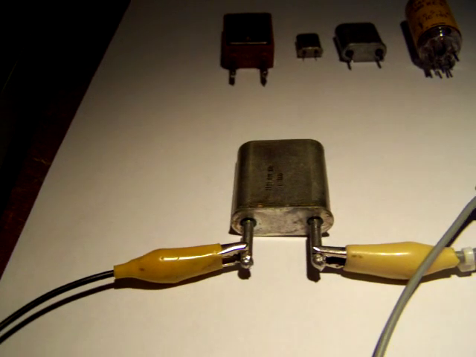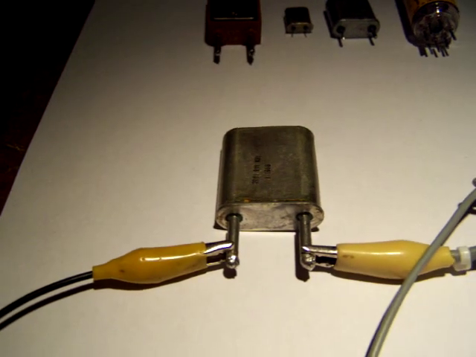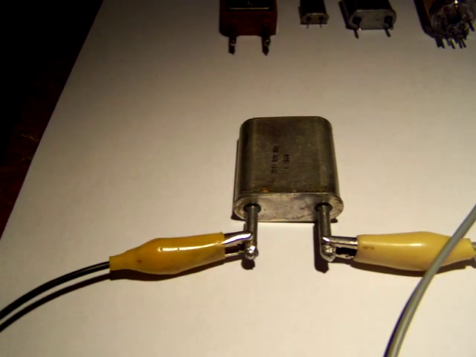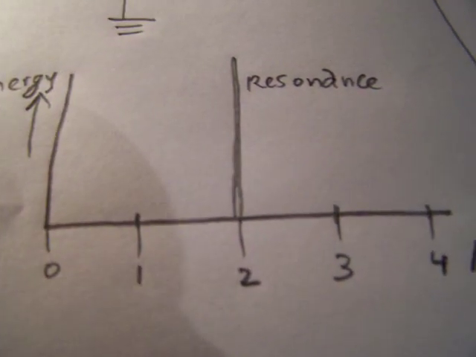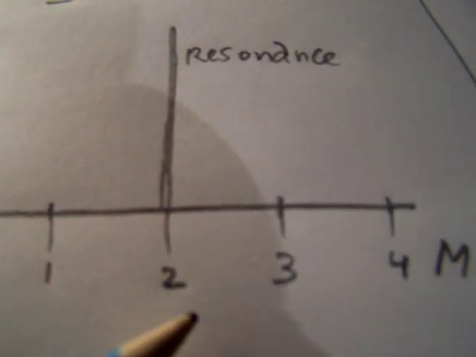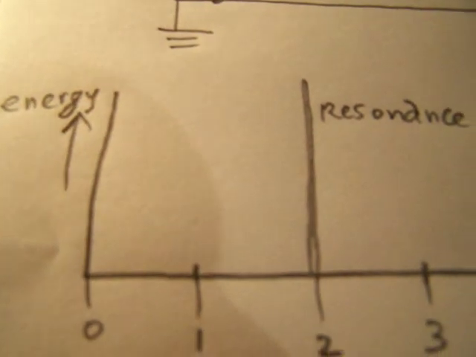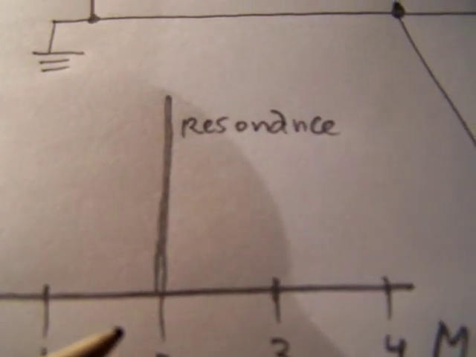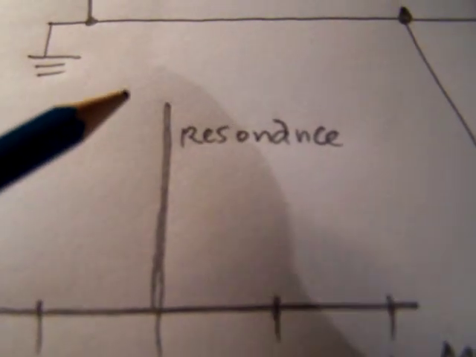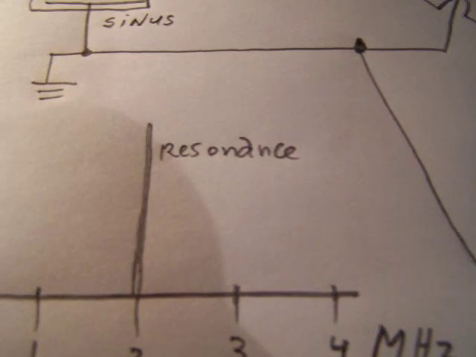You can consider a crystal as a sort of coil with an enormous Q, quality factor. So that means that it has a very high resonance peak. Here you can see that in a small schematic. These are the frequencies here. And in this case, this is the energy on this axis. And you can see here that this crystal has an enormous peak on approximately 2 megahertz. And this means that crystals also can be used in filters.